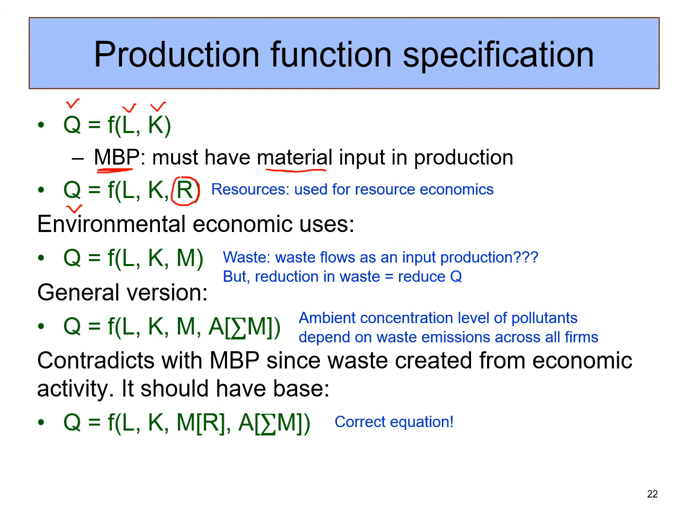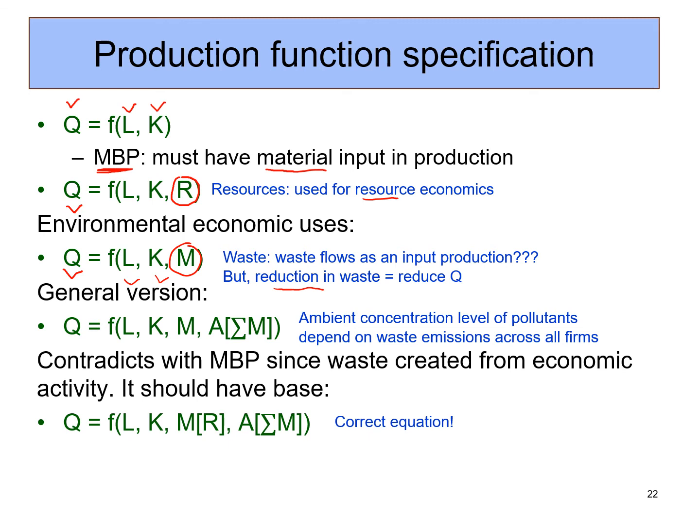However, resources is normally used for resource economics. Are we talking about resource economics? No, we are talking about environmental economics. What is the heart of environmental economics? Environmental economics focuses on the economics of pollution control. So we derive the next equation: output is a function of labor, capital, and waste. So can we say that waste flow is an input in your production? Well, definitely no, but you can look at it this way. A reduction in your waste generation will definitely affect your output, your quantity produced.